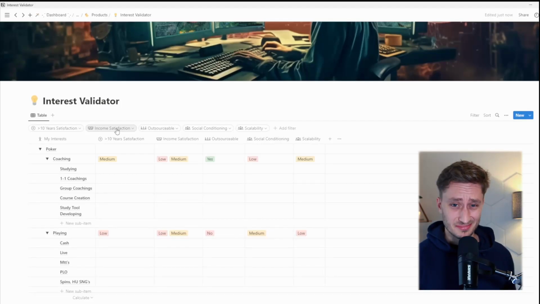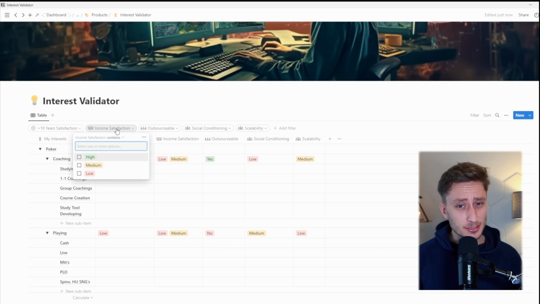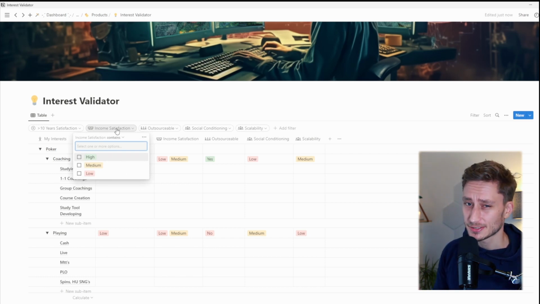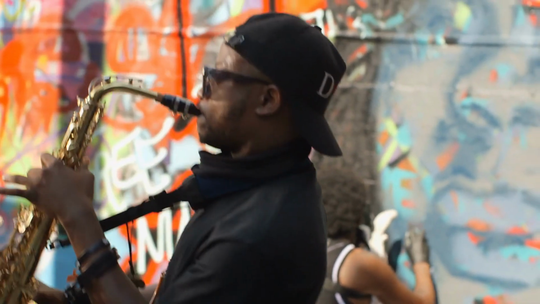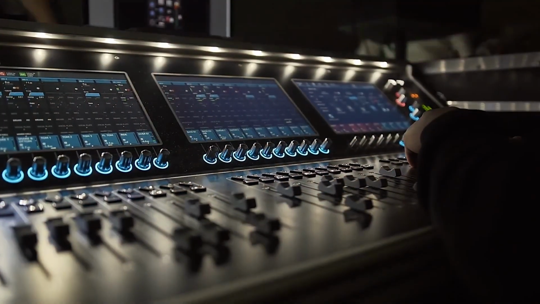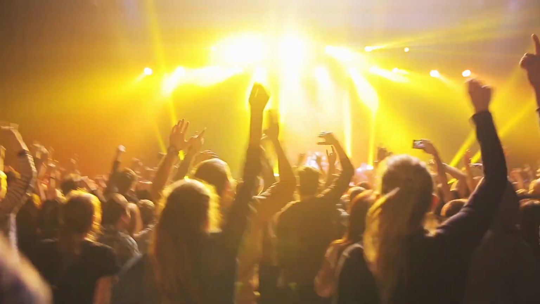The third filter is monetization, and this is twofold. For 1, can I even monetize it? And for 2, will I be financially satisfied? If I'm a jazz saxophonist and I don't want to record any songs and I don't want to play concerts, I will not be financially satisfied.